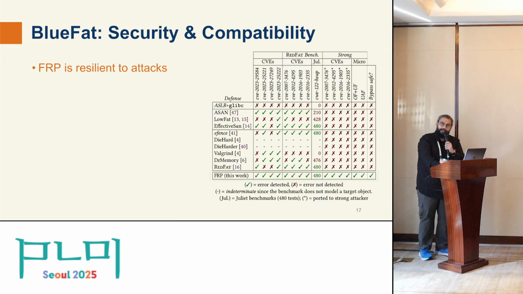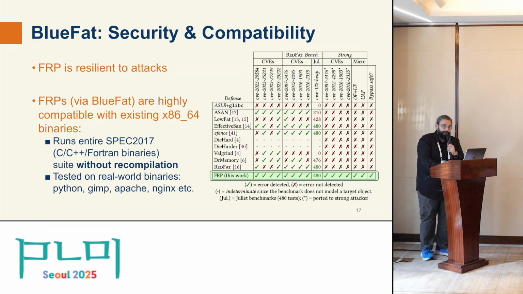Looking at BlueFat, our security evaluation shows that FRP prevails where others fail. On the right, you can see a table. The top represents CVEs ranging from weak to strong, including the strong attacker model that we discussed before, with the ability to write retry attacks. We tested a bunch of defenses on them, and you can see FRP is the only one that's completely bypass safe, or doesn't fail in the attacks.